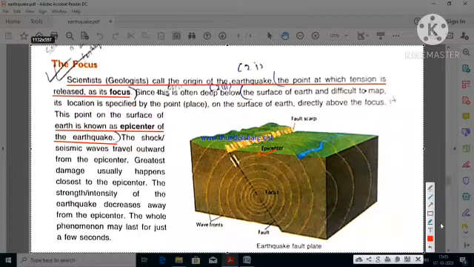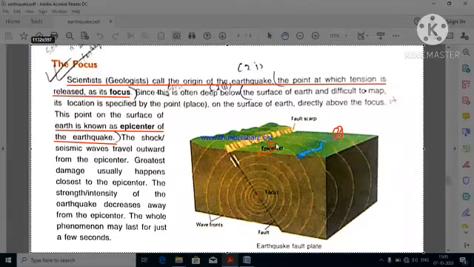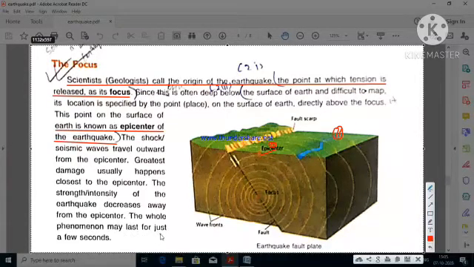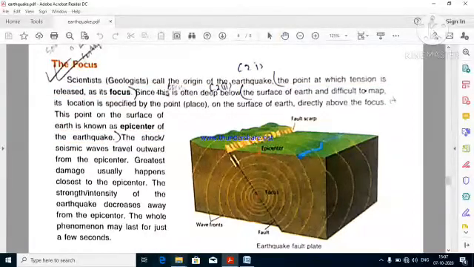If you are at this place, then you will get less damage than at the epicenter. That is, if you are here, then this area will get more damage due to the earthquake. The strength or intensity of the earthquake decreases away from the epicenter. The whole phenomenon may last for just a few seconds. It will last within a few seconds.